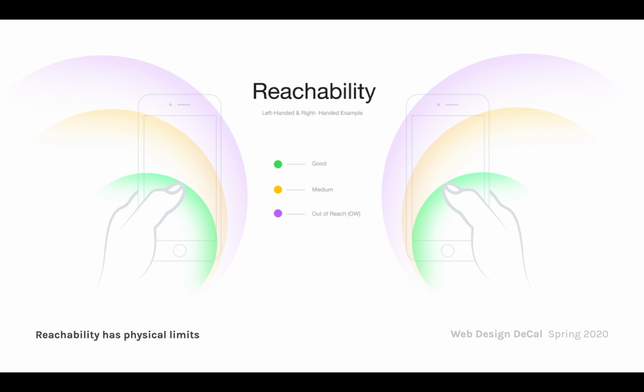So you can see in the green area, that's good. That's where things can be easily reached with your thumb. And then the yellow area is kind of like, yeah, I guess I can get to it. And then obviously the purple is very hard to reach unless you shift your phone in your hand or you readjust and use your index finger instead, using 2 hands. So this graph goes to show that reachability has its physical limits, right? So what does that mean?